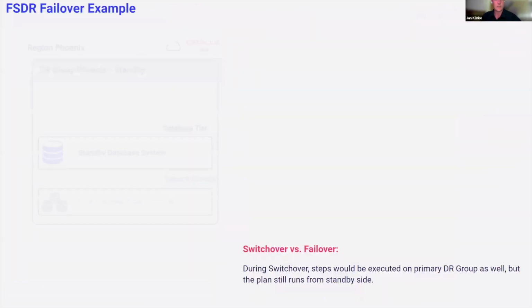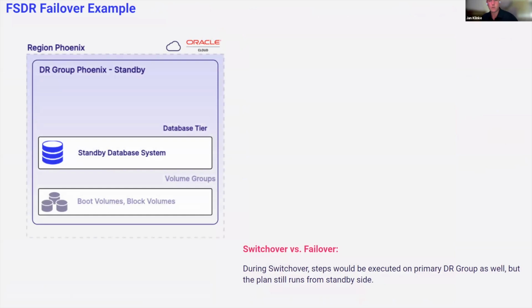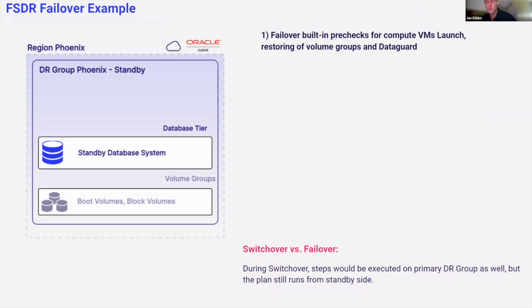Right. Here is just a small example of how failover would look for your standby DR group. So the first step is, of course, that you will lose your primary DR group. The second step would be that FSDR would perform built-in pre-checks, whether the volumes were correctly synchronized and whether the VMs can be successfully booted up.